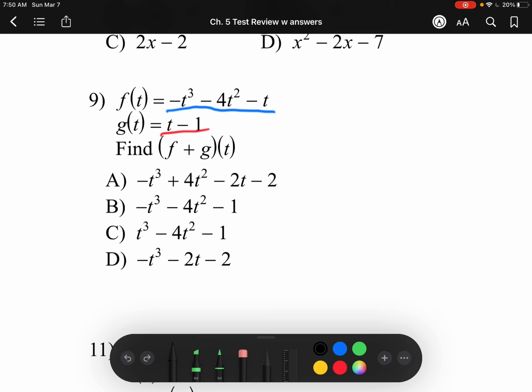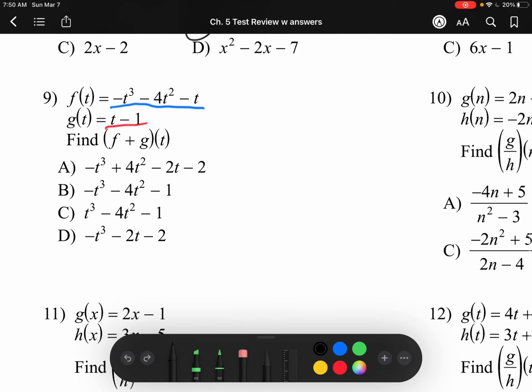So f of t is equal to negative t cubed minus 4t squared minus t, and then g of t is t minus 1. So again, don't get confused by the t's. That's just replacing x. So t is our variable, right? All right, so I'm doing addition. It doesn't matter the order you write it in, but I'm going to write it in the same order. So negative t cubed.